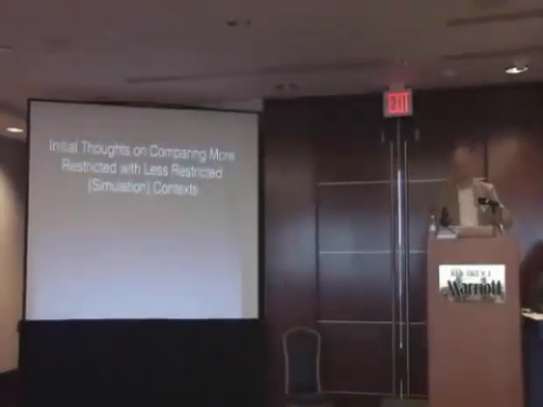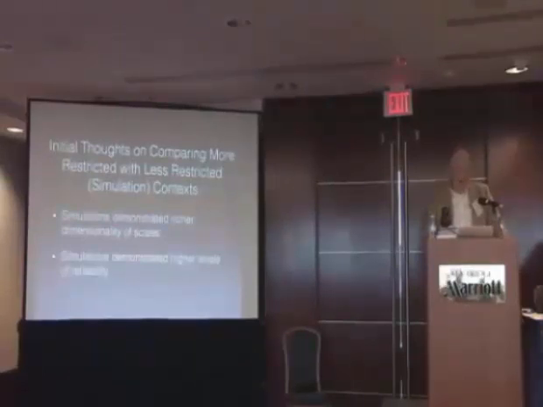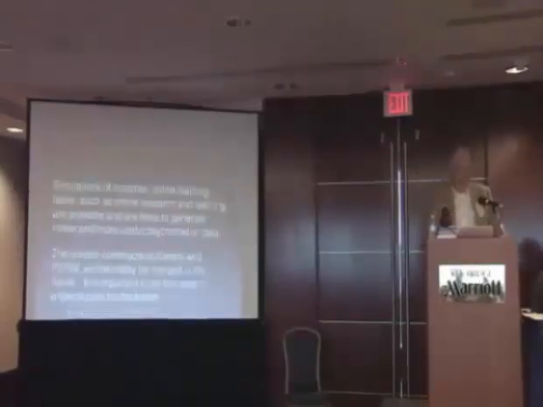So our initial thoughts on comparing more restricted and least restricted simulation contexts is that simulations demonstrated richer dimensionality, higher levels of reliability, and greater variability of component scores. So really what I'm arguing here is that eventually we need to move to simulations in problem solving with online, and we also need to include locating information. Locating information is a bottleneck skill. If you can't locate information, you can't solve your problem. You can't read. You can't get access to the information you need.